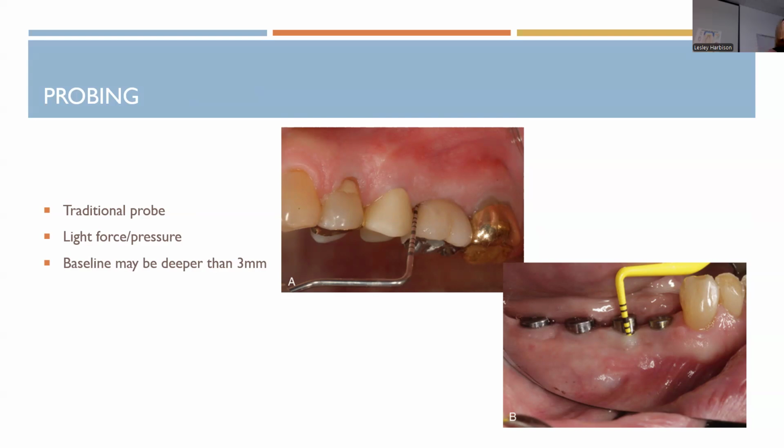And if that's the philosophy of your office, then you have to, especially if you're working for a periodontist or an oral surgeon and they only want you to use the plastic, that's their area of expertise. You kind of have to do what they want. But my doctor that I worked for liked the metal because he thought it was more accurate, and we just probed very, very, very gently. So there was no hard poking down into that junctional epithelium. So light force pressure. Baseline may be deeper than 3.